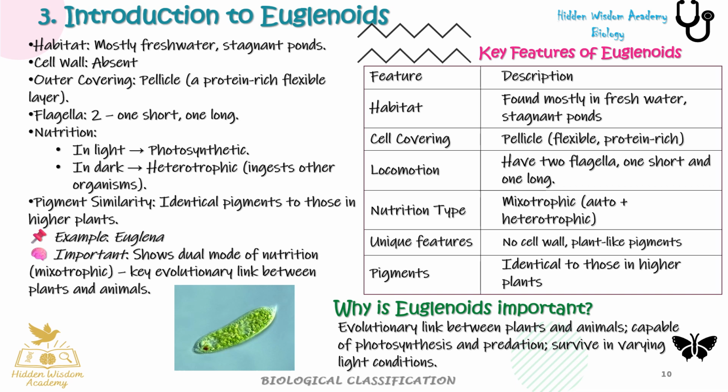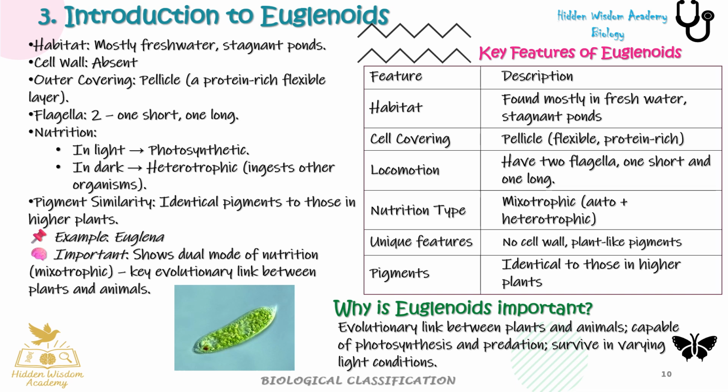Nutrition: in light it is photosynthetic. In dark it is heterotrophic, ingesting other organisms. Pigment similarity: they have pigments identical to those in higher plants. Example, Euglena. Important: shows dual mode of nutrition, mixotrophic, a key evolutionary link between plants and animals.